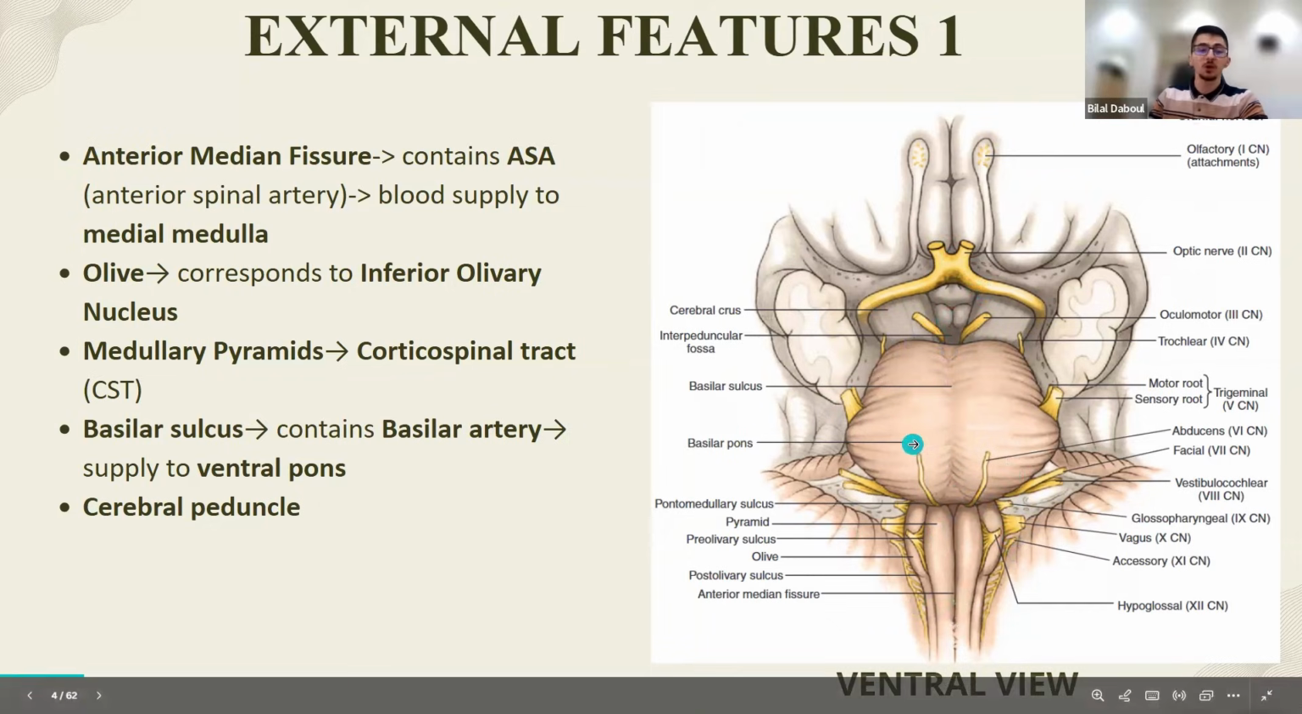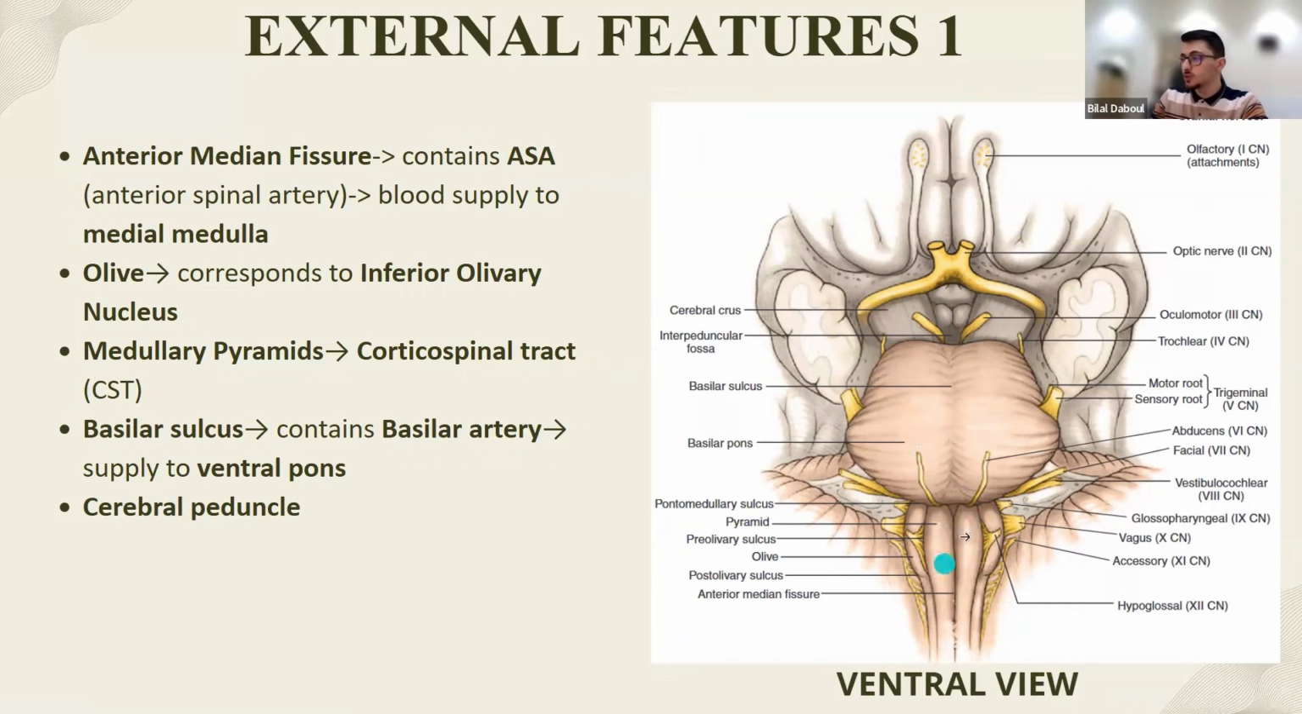So this is a ventral view. You're looking at the brainstem from the front. Okay, so I'll start with the medulla. This is the medulla for starters. You have the pons, which is the largest section of the brainstem, and then you have the midbrain.